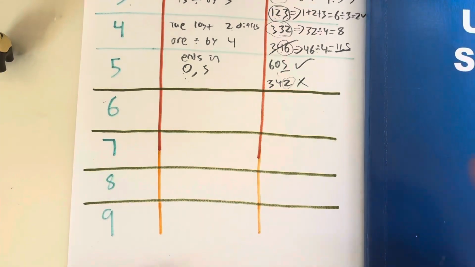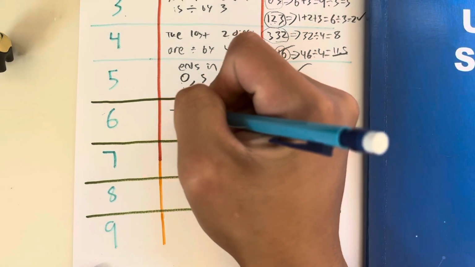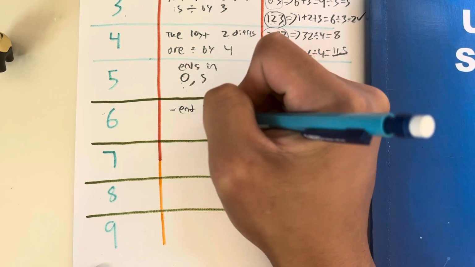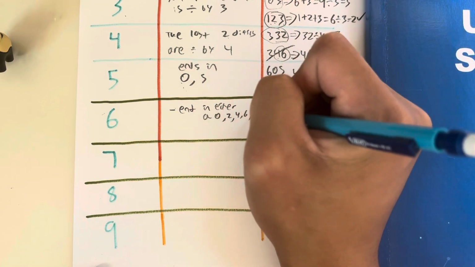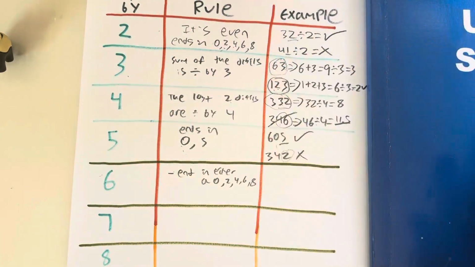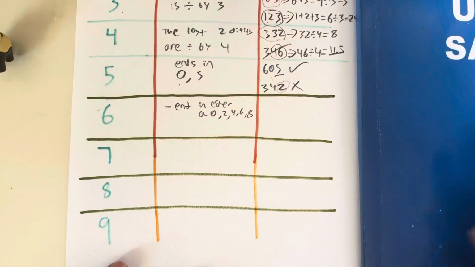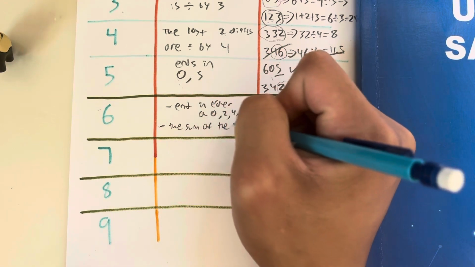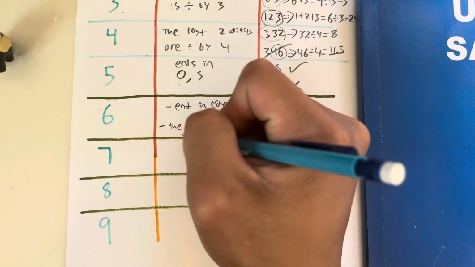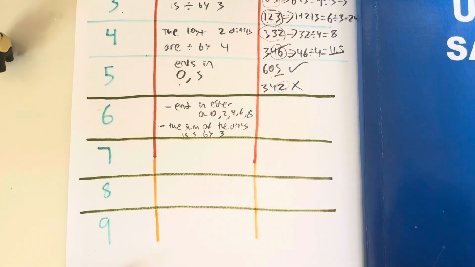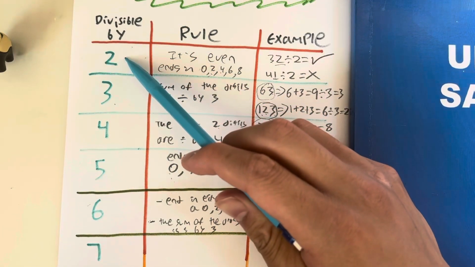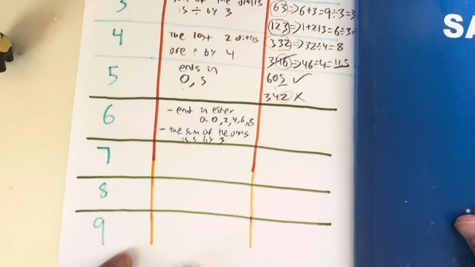How about 6? 6 is a combination of both. Basically, it has to end in either a 0, 2, 4, 6, or 8, meaning that the number has to be even. Remember this rule, divisible by 2. And then the sum of the digits is also divisible by 3. So it means that not only does it have to adhere to the rules of divisible by 2, it also has to work by the rules of 3. So let's try this one out.